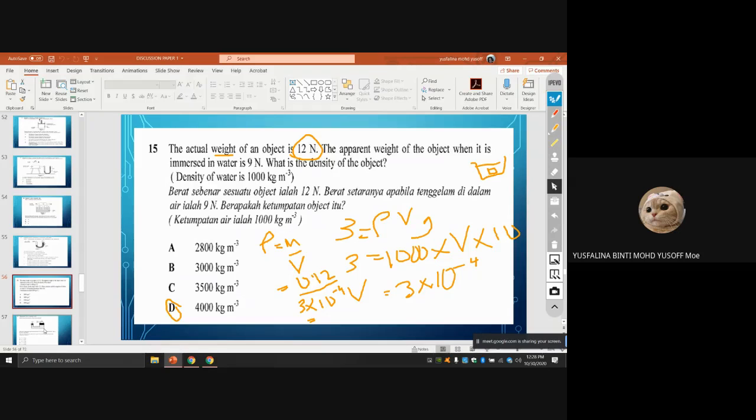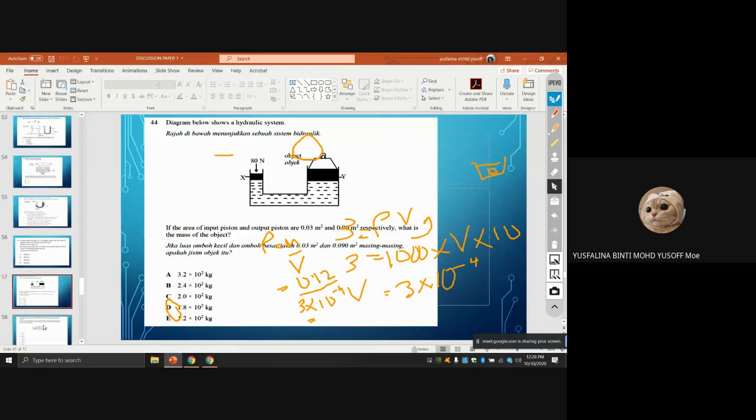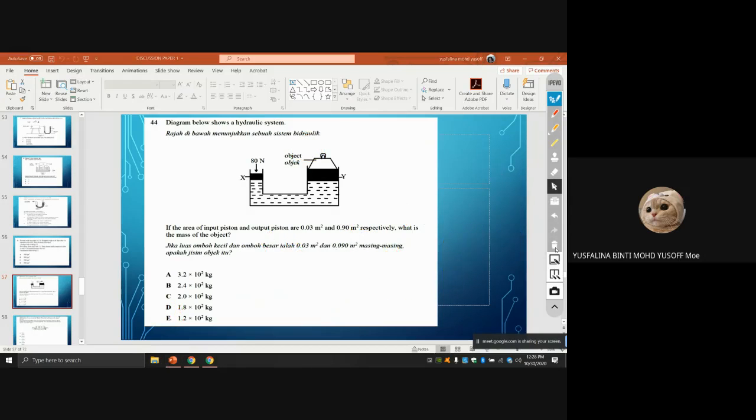Okay, last one. So this one is actually Pascal. Use F1 over A1 is equal to F2 over A2. Don't forget this formula. So 80 divided by 0.03 equals F2, which you want to find, divided by 0.9.